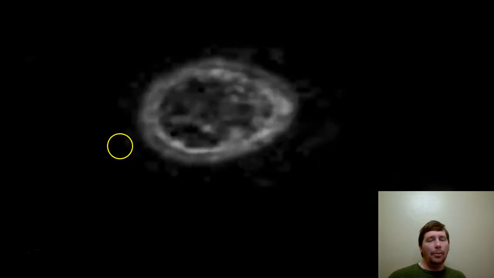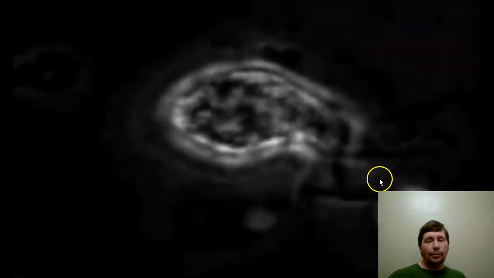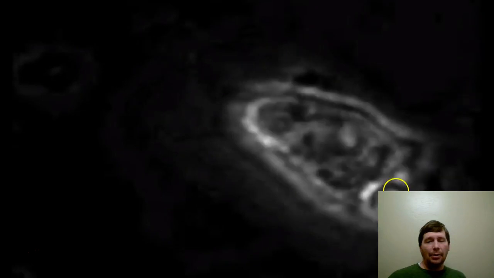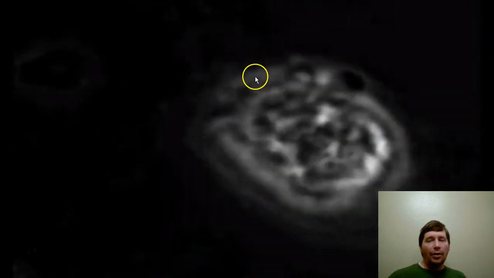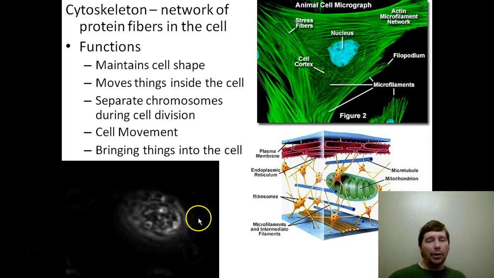Let me give you an example. This is a white blood cell, and this thing here, it is grabbing. Oh, sorry, I'm in the way. You saw that the white blood cell moved and it grabbed a hold of something and brought it inside the cell. That was because of the cytoskeleton.